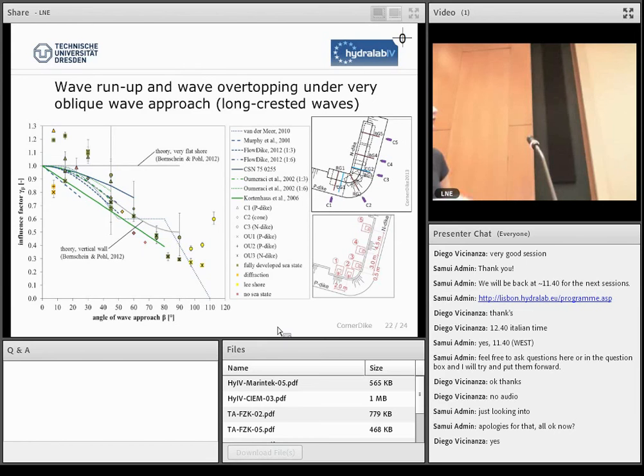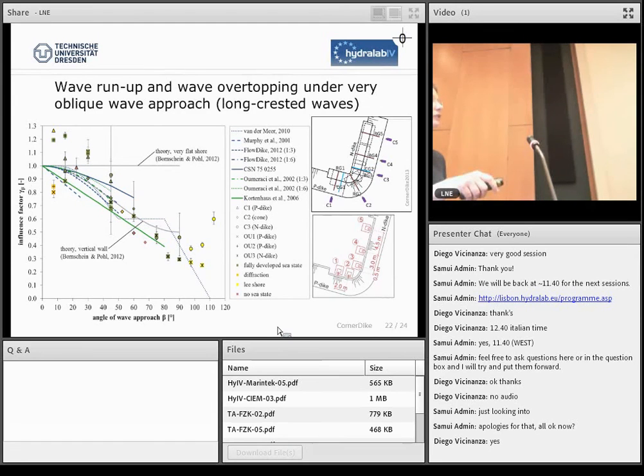So we discuss this effect. We think it's caused by redirection of waves around the corner here that prevent waves from running up at the lee shore, and maybe in this case, for very oblique wave attack, this effect is not so strong.